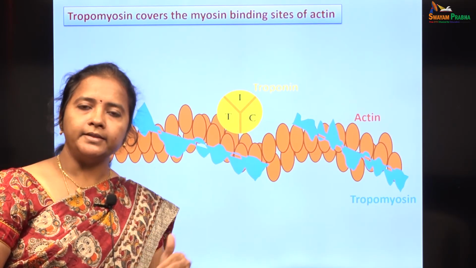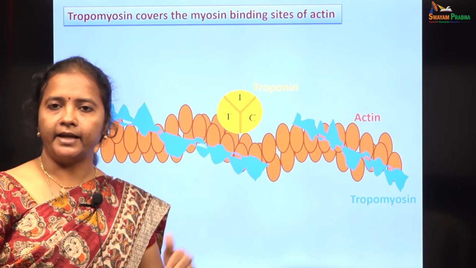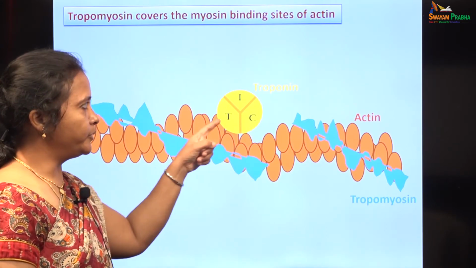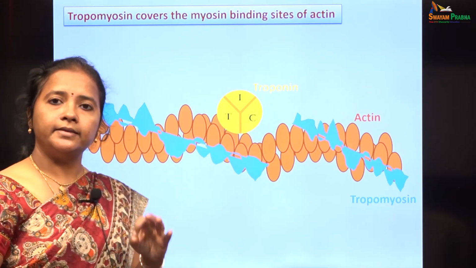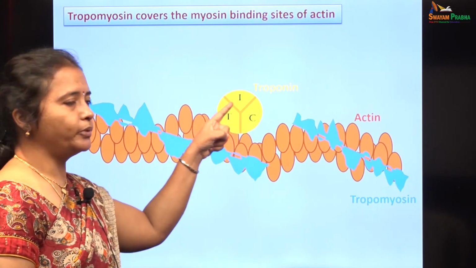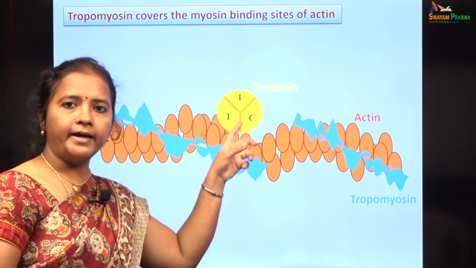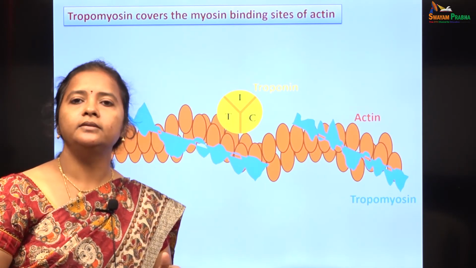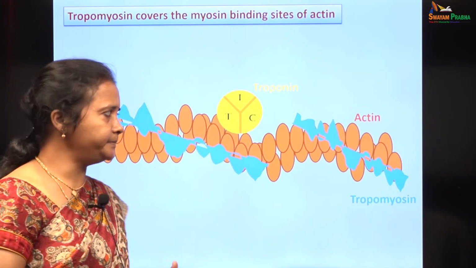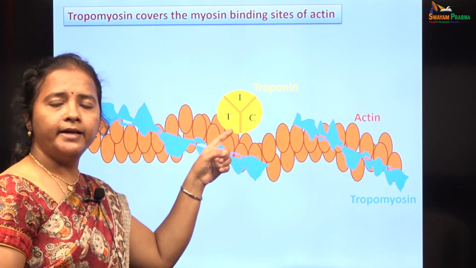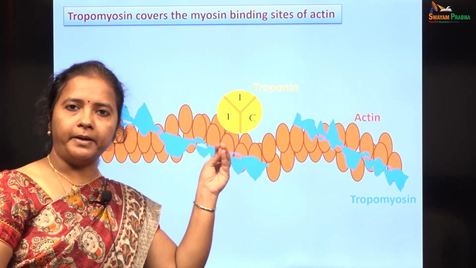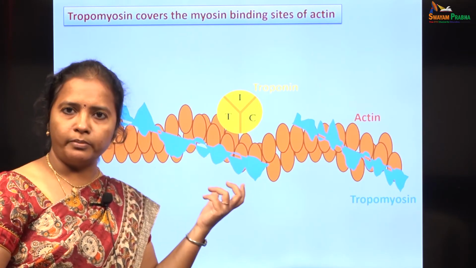So, the tropomyosin keeps the actin myosin interaction under inhibition. And there is another protein called troponin. There are 3 parts of the troponin molecule: troponin I, troponin T and troponin C. Troponin I again keeps the actin myosin interaction under inhibition, and troponin T is that part of the troponin which binds to the tropomyosin molecule.